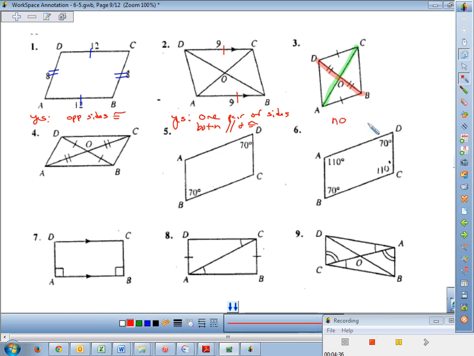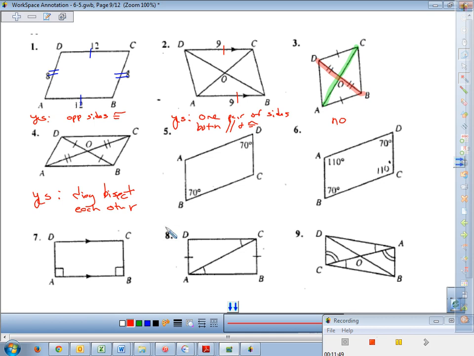Try number 4 with PAL. This guy is most definitely a parallelogram. How come? Diagonals bisect each other. Next. Don't just say diagonals bisect. What's the cool words afterwards? Each other. That makes a big deal. Next one. What do you think?